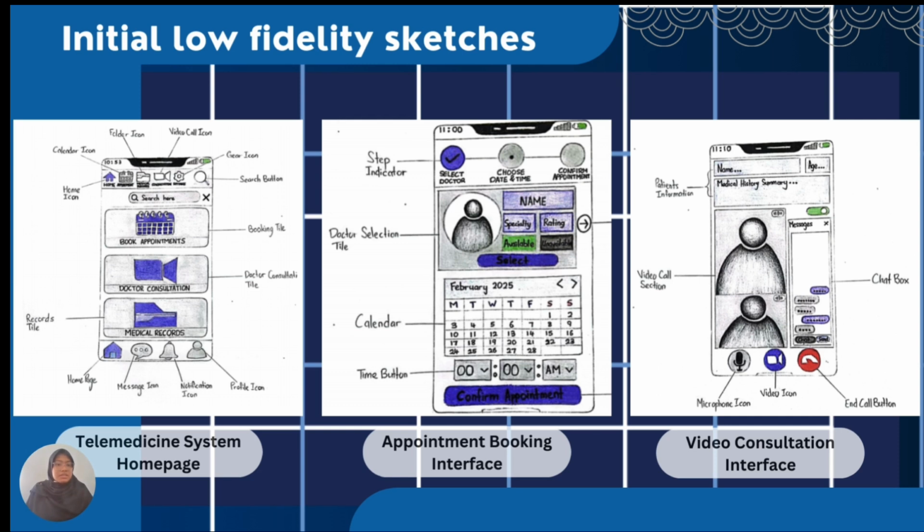Next, we have initial low fidelity sketches. So we have three sketches. The first one is the telemedicine system homepage. We have the navigation bar for the top section and the navigation footer section for the mobile user. So in the homepage, we have all the available services that we can provide.